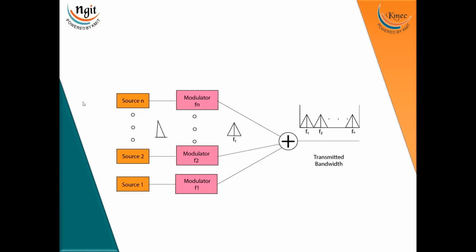Here we have n number of sources, so we always have many to one transmission, and the bandwidth is divided into n number of frequencies. This is one example of frequency division multiplexing.